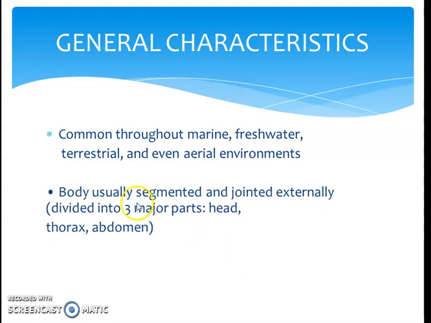Their body is usually segmented and jointed externally. I mean, if we look at their body, most of them will have segments on their body, and they are jointed externally. Their whole body is basically divided into three major parts: head, thorax, and abdomen. These are the main parts of any arthropod.